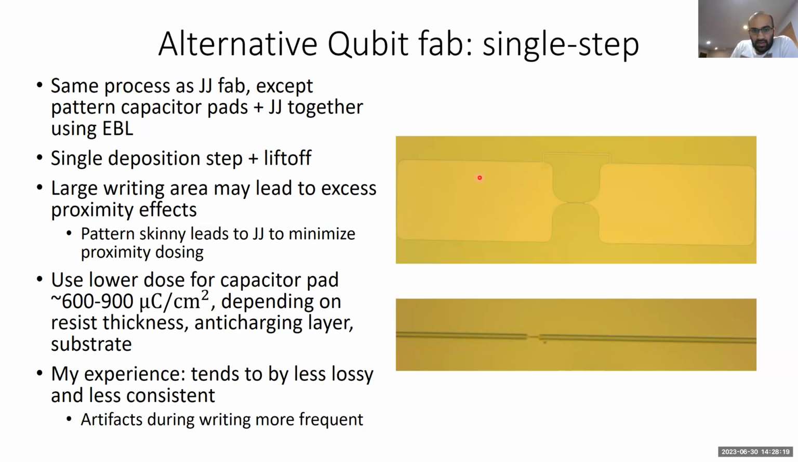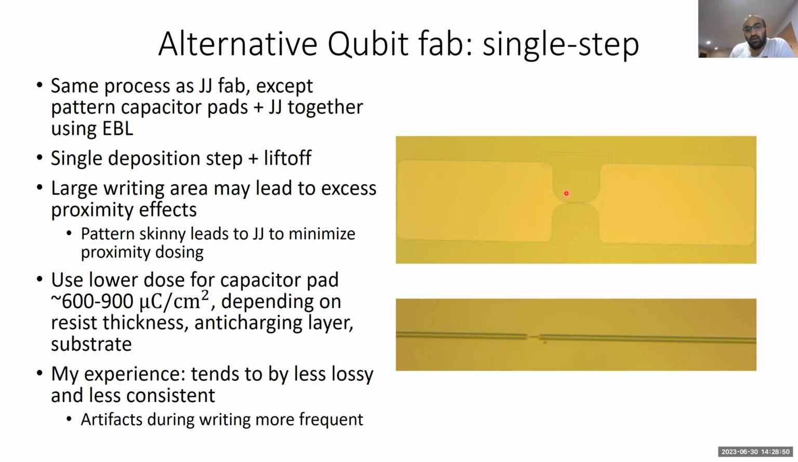So the process ends up being pretty straightforward. You use a lower dose for the capacitor pad, around 600 to 900 microcoulombs per square centimeter, which of course depends on resistivity, the type of anti-charging layer you use, and the substrate that you use. In my experience, I usually opt not to make transmons this way because they tend to be more lossy and also less consistent.